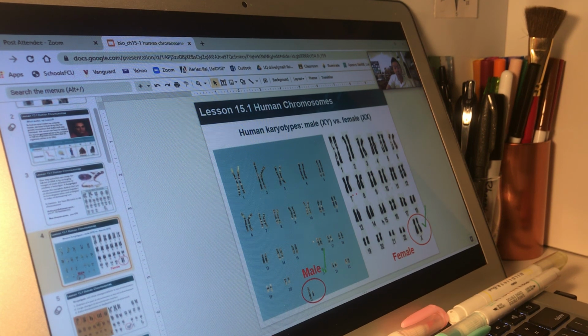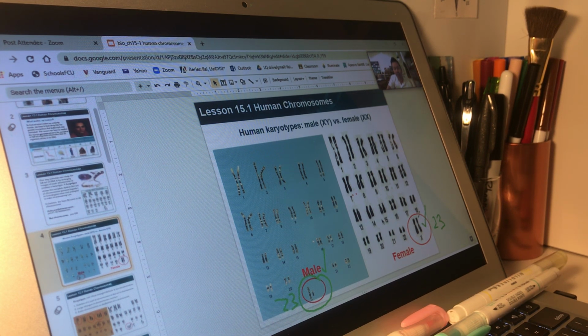The only way for you to tell is right here, this one, chromosome number 23. That's how you know. This is chromosome number 23. Look at the pieces of DNA, a chromosome: one big, one small.